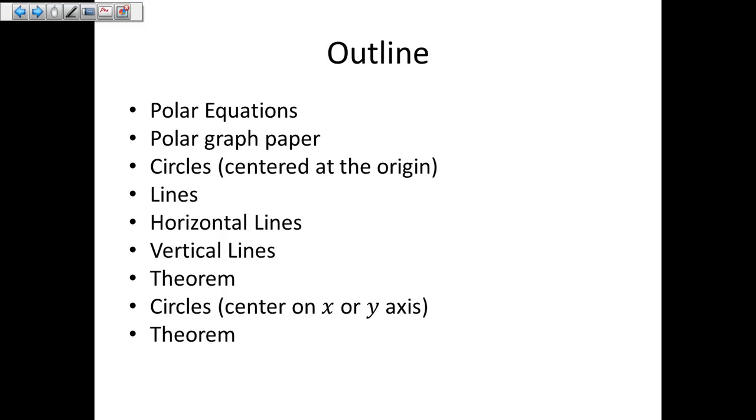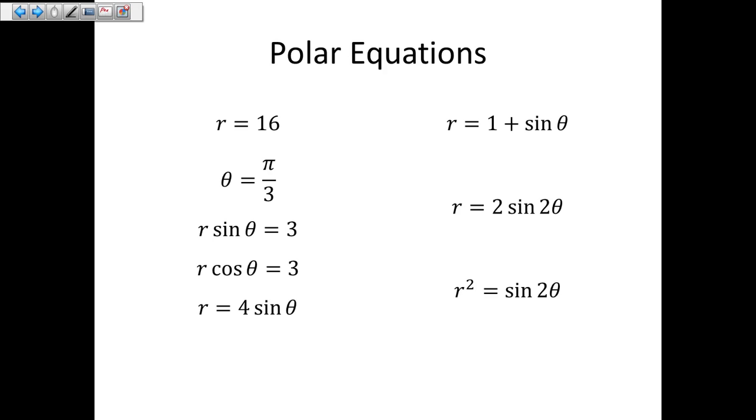We'll take a look at polar graph paper, our polar coordinate system. We'll talk about circles centered on the origin. We'll talk about some lines, horizontal and vertical lines, and a theorem dealing with horizontal and vertical lines. Then we'll take a look at circles that are centered on the x or y axis and a theorem dealing with them. So here we see some polar equations.